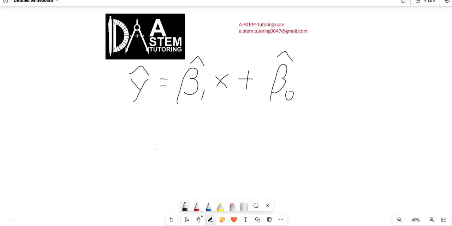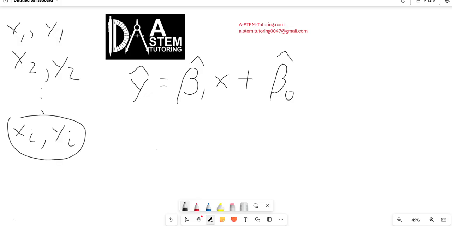So given data points, for example, we have x1, y1, x2, y2, and so on. And all these could be considered a subset of xi, yi. So how do we do that? This represents all of these data points.